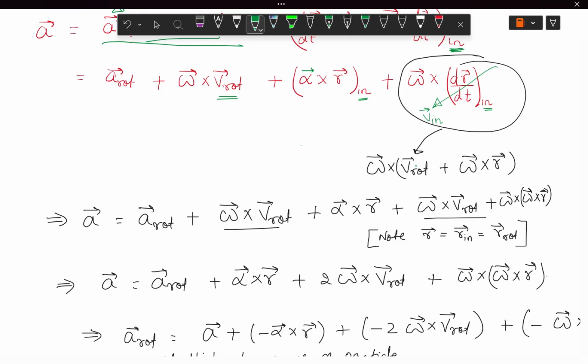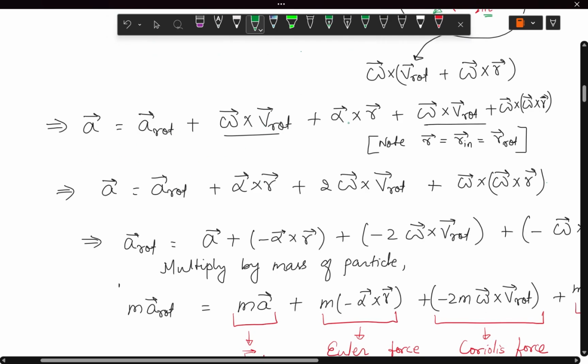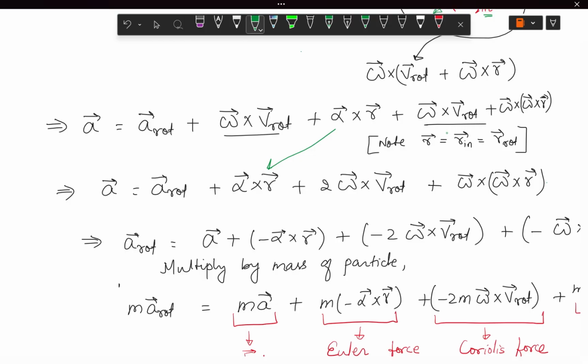Plus, now this term. And what is this term, by the way? Omega cross. This is VIN. Again, velocity transformation I'm doing. So VIN can be written as VROT plus omega cross R, right? The velocity in the inertial frame is equal to the velocity in the rotating frame plus omega cross R. And then we have taken this distributive property. So omega cross VROT plus omega cross omega cross R. I have written over here. And finally, this term I have written over here, omega cross VROT, and again omega cross VROT. We have this 2 omega cross VROT. VROT means velocity with respect to the rotating frame. And then we have this term omega cross omega cross R. So many terms are there.